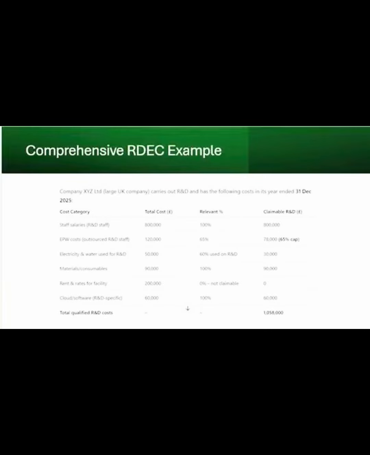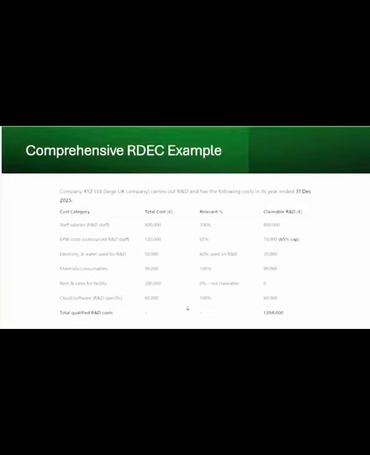The next is a very good example. It is one of the comprehensive examples, so let's look at this. Here you can see there are many costs. One is staff salaries for R&D, which is 100% relevant as a qualifying cost. So that will be considered, total 800,000.